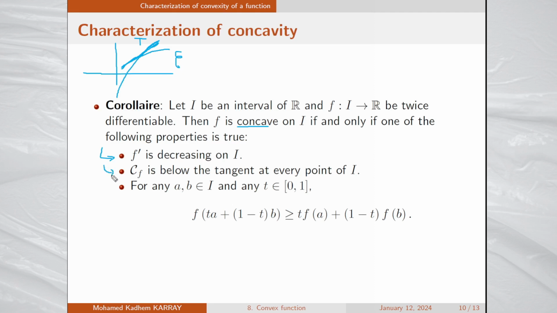The third property says that for any points a and b, the image by f of the average of a and b is larger this time than the average of the images. Okay? The image of the average is larger than the average of the images. So you see that this is immediate from the previous theorem.